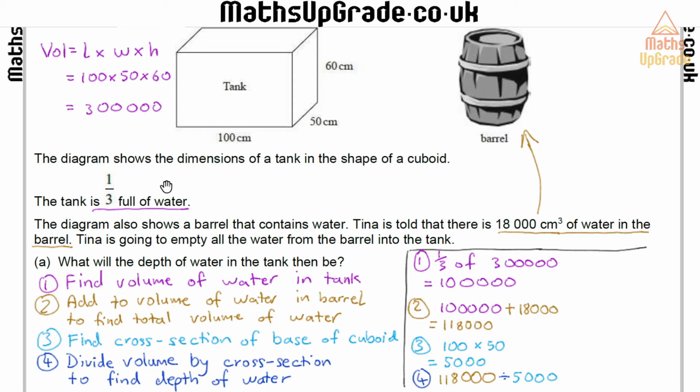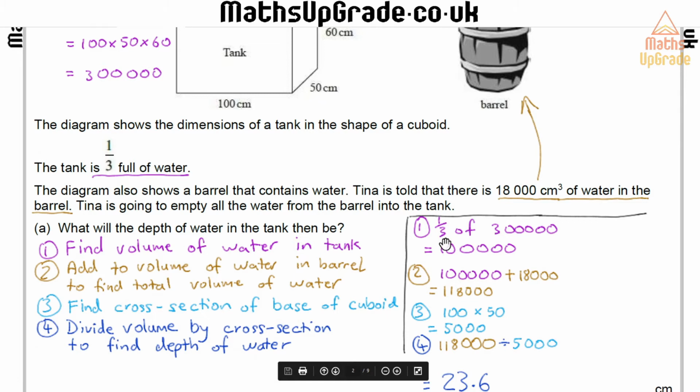Now since it's only 1/3 full of water, I need to find 1/3 of 300,000. That gives me 100,000. The next thing I'm going to do is find the volume of water when I've added it into the tank. Since this has got 18,000 centimeters cubed, when I add it to 100,000, I'll get 118,000 centimeters cubed. I'm just going to remember this figure. I'm going to park that for a moment while I find the cross section of the base of the cuboid.